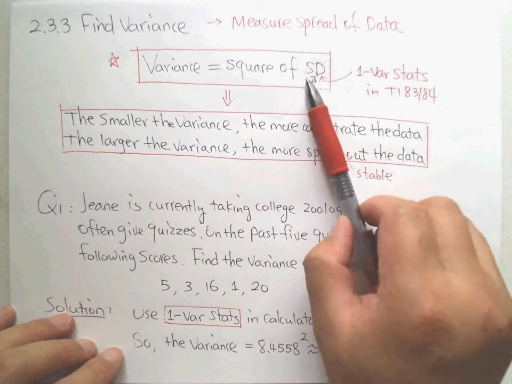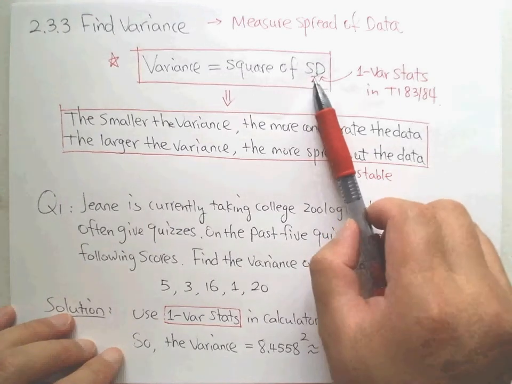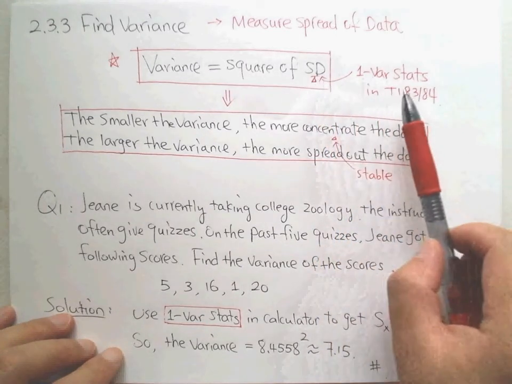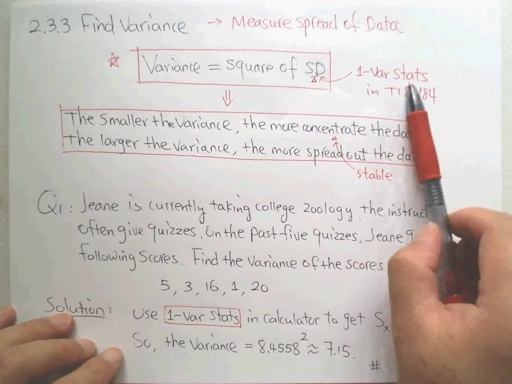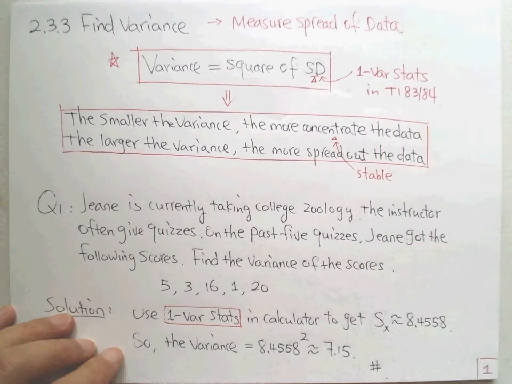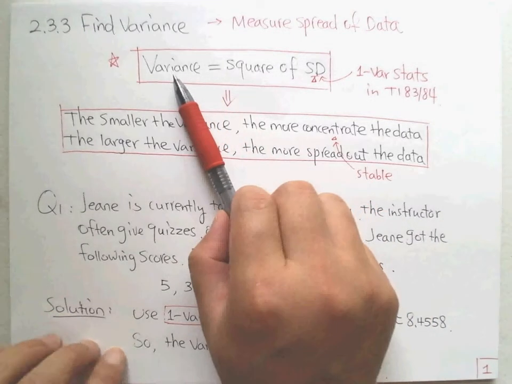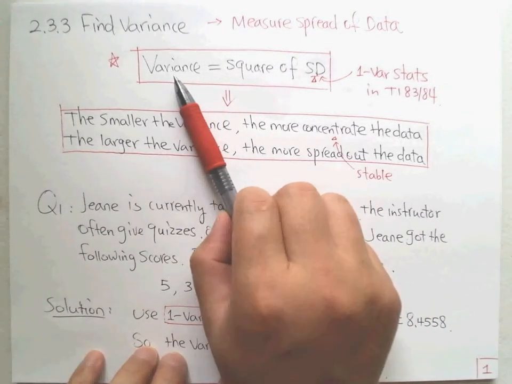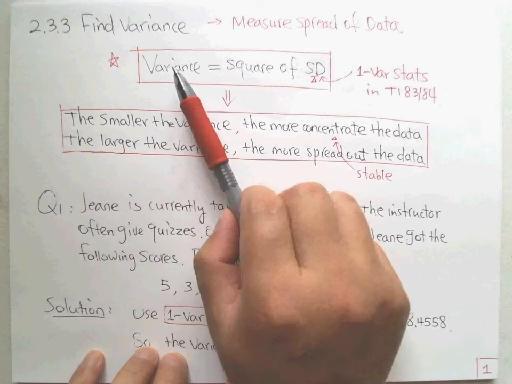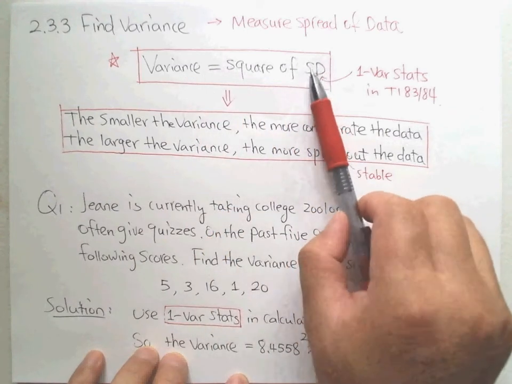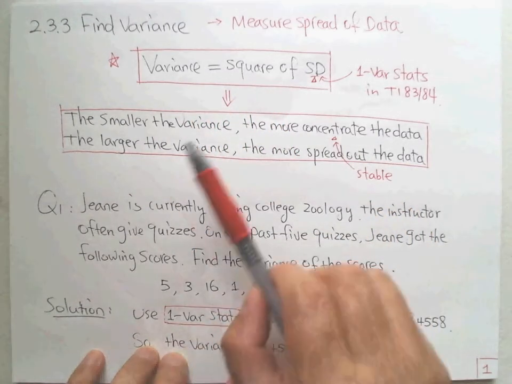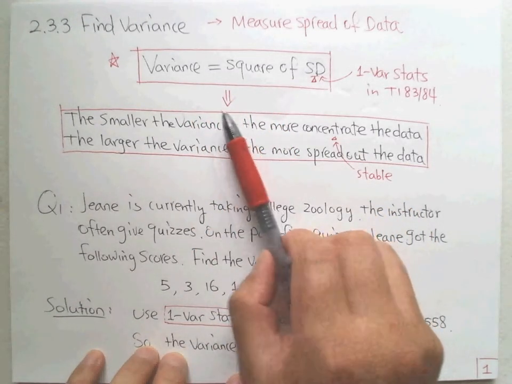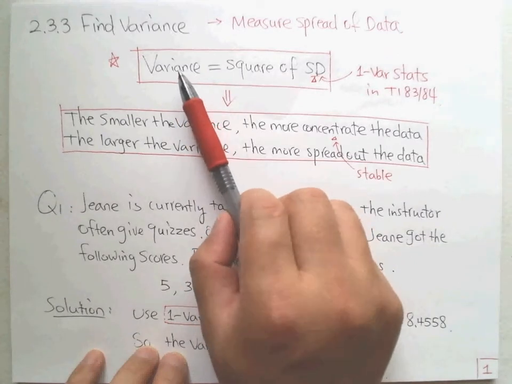We have defined what standard deviation is, right? And we also know how to use a calculator to find the standard deviation, which is one variable stats in the calculator. So the calculation is no difficulty. Later we're going to show you how to use the calculator to find the standard deviation first, and then square that to get the variance. So we can find a conclusion, because the variance is directly linked to the standard deviation.